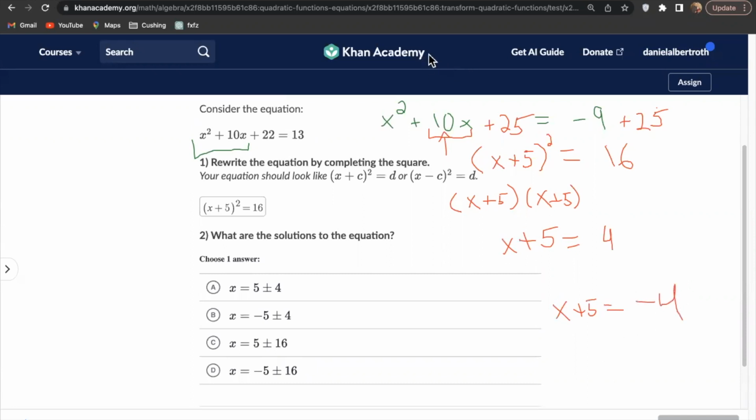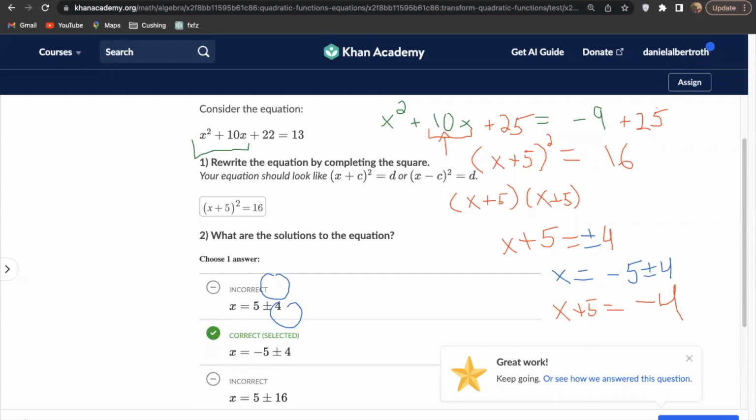But it looks like with the format of the answer, if you look at the multiple choice, it's giving it with plus or minus 4. So it's going to be either A or B, because when we took the square root of 16, we got plus or minus 4. If you solve for x, you'd have to subtract 5 from both sides. So x is negative 5 plus or minus 4. So I like answer choice B. It's negative 5 plus or minus 4. So hopefully that all looks good. It likes those answers.